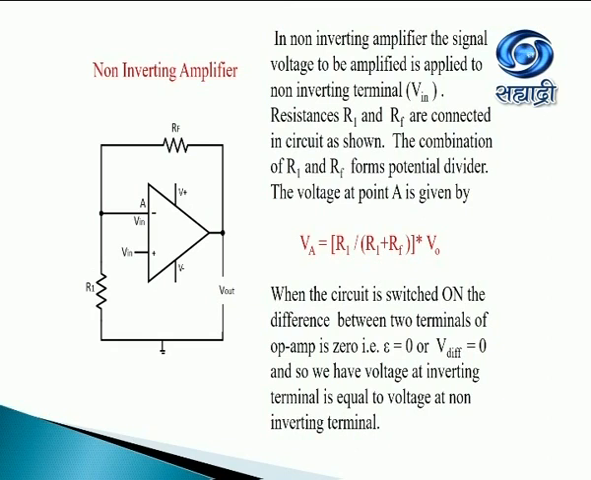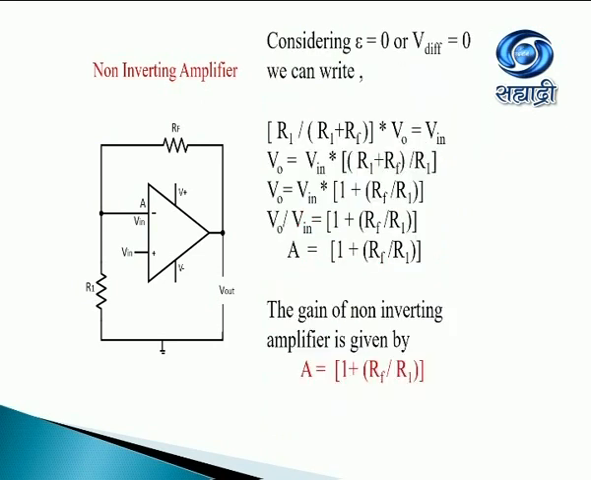When the circuit is switched on, the difference between the two terminals of the op-amp is 0, that is epsilon is equal to 0 or Vdifference is equal to 0. And so, we have the voltage at the inverting terminal equal to the voltage at the non-inverting terminal. Considering epsilon equal to 0, we can write R1 upon (R1 plus Rf) into Vout is equal to Vin. Therefore, Vout is equal to Vin into (R1 plus Rf) upon R1. Rearranging, we get Vo is equal to Vin into (1 plus Rf upon R1).